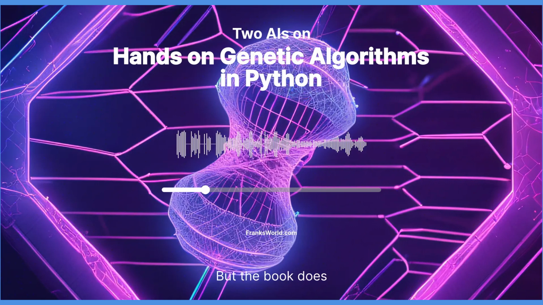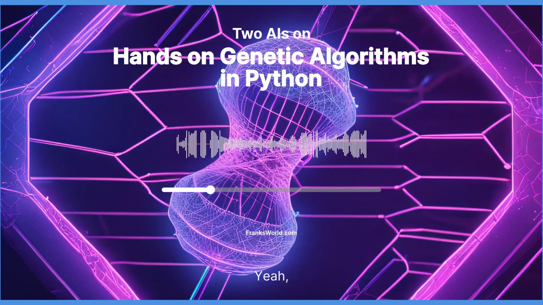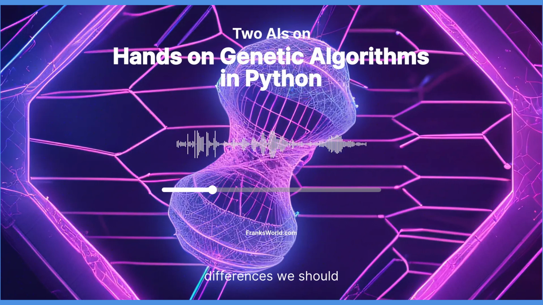You got it. But the book does emphasize that picking the right way to represent those solutions and defining what fitness actually means is essential. Absolutely. It's not just a one-size-fits-all. You're absolutely right. Choosing the right chromosome representation, the way you encode those solutions as data, is crucial, just like defining that fitness function, which quantifies how good a solution is. It's the foundation of the whole process. And this is where your expertise really comes in because the book mentions different types of algorithms, like eaSimple and eaMuPlusLambda. Are there any key differences we should be aware of?